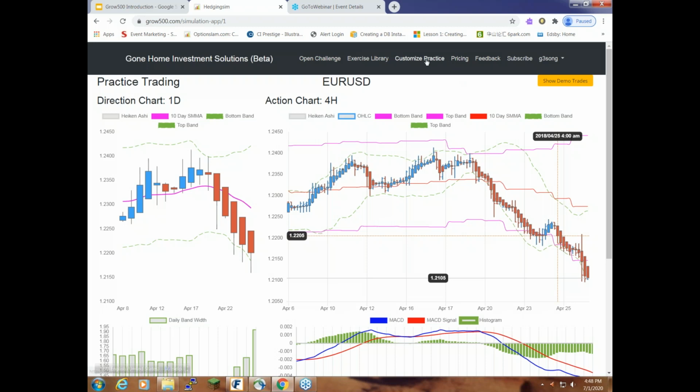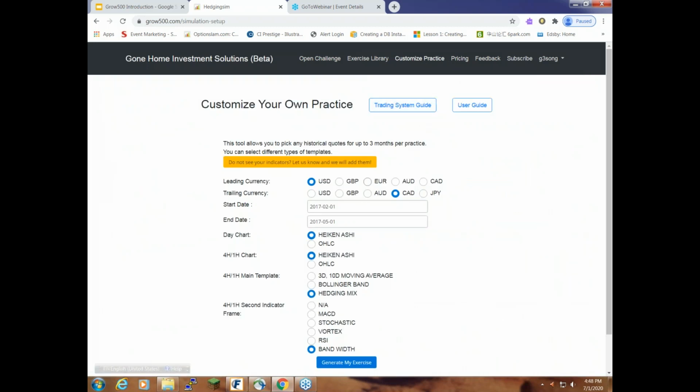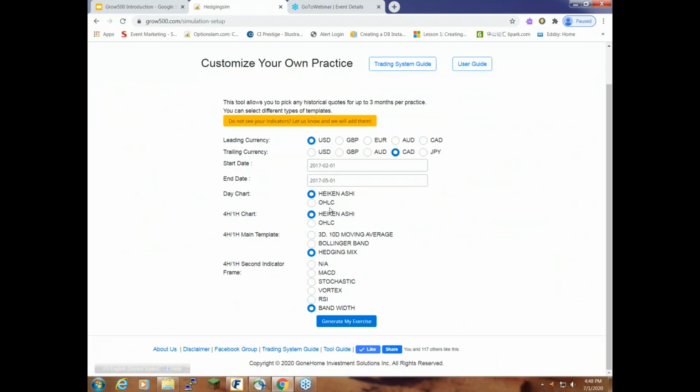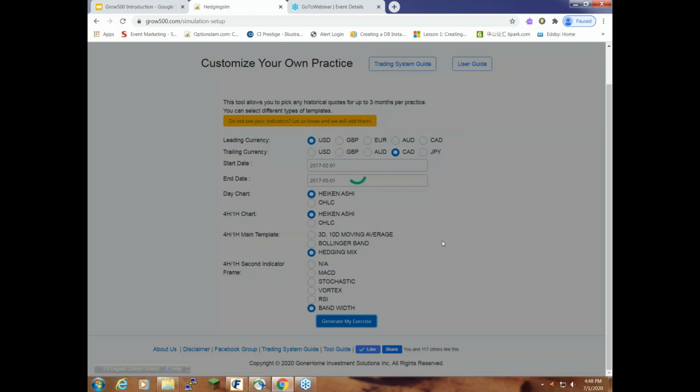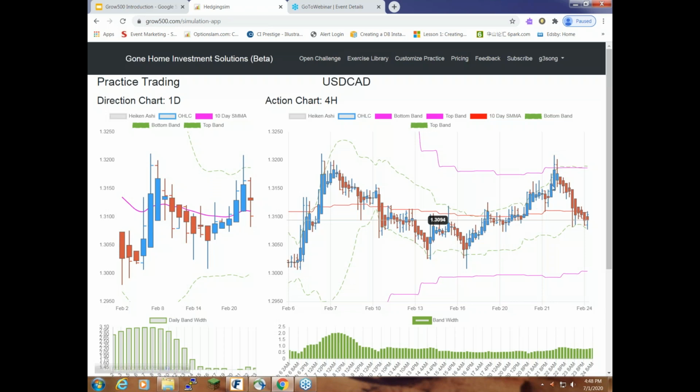I can also customize my practice. I can say I want to see USD, Canadian dollar. Using the hedging mix template I have, I use the bandwidth. I can pick my time anytime in the past. Let's see how it works, how the 4-hour chart shows up. So, oh, oops, look like this. This is the flat band. So what do I do here? When they hit the top, it's a ranging situation, right?